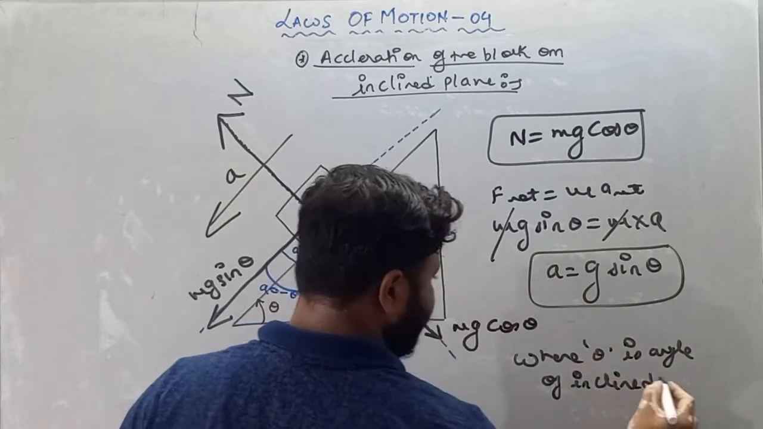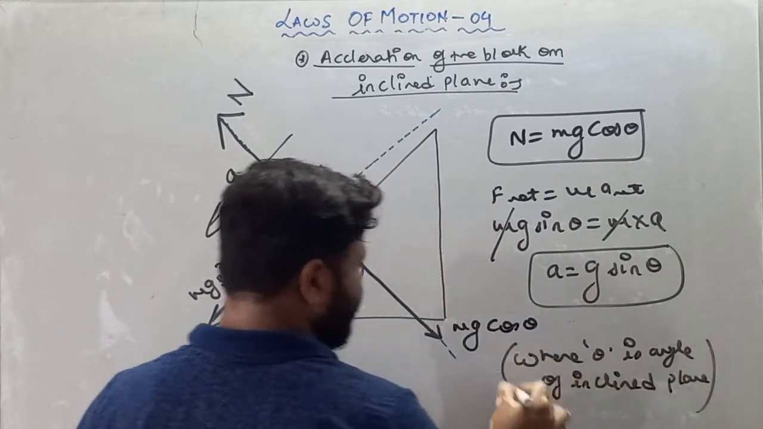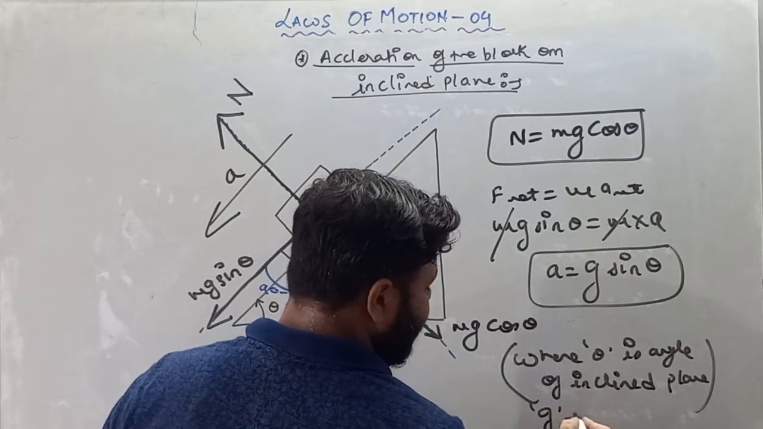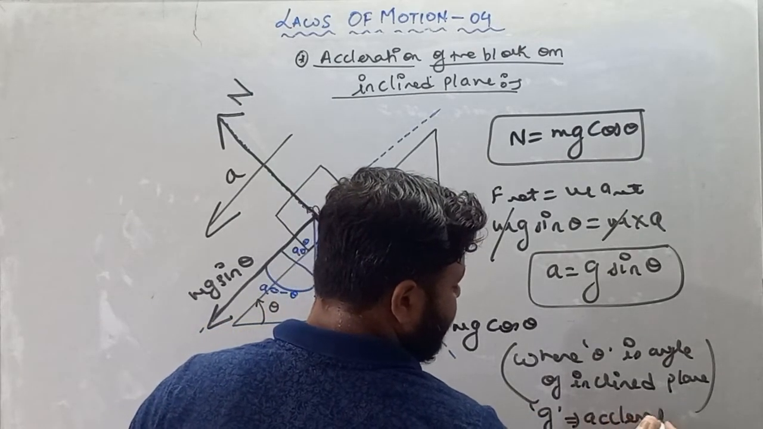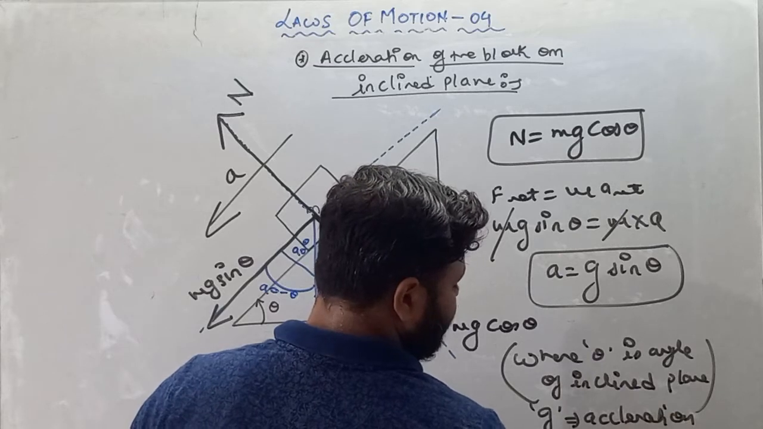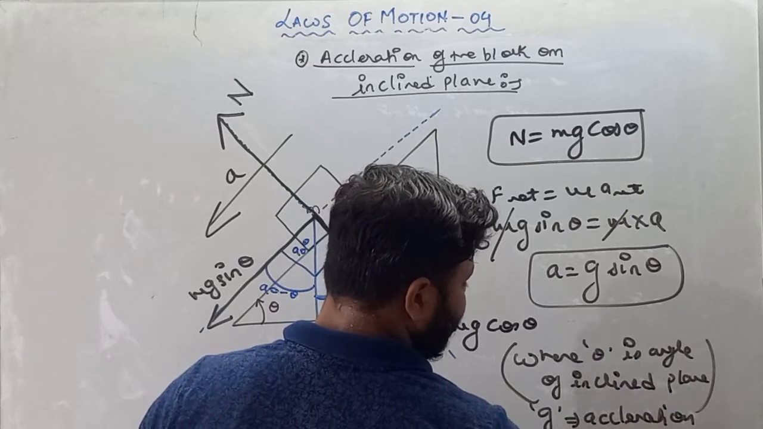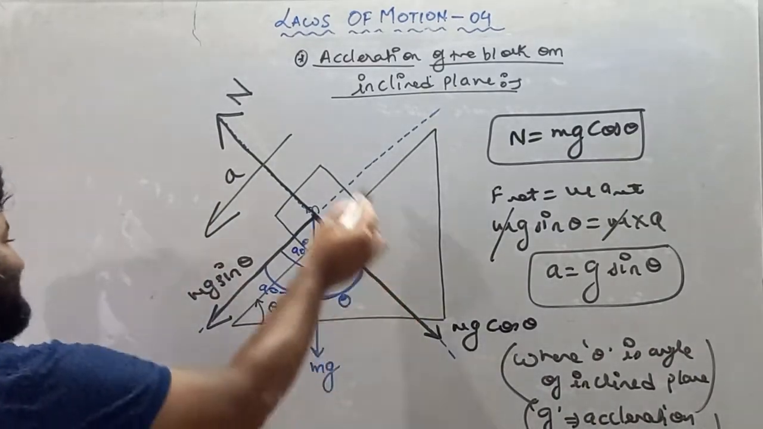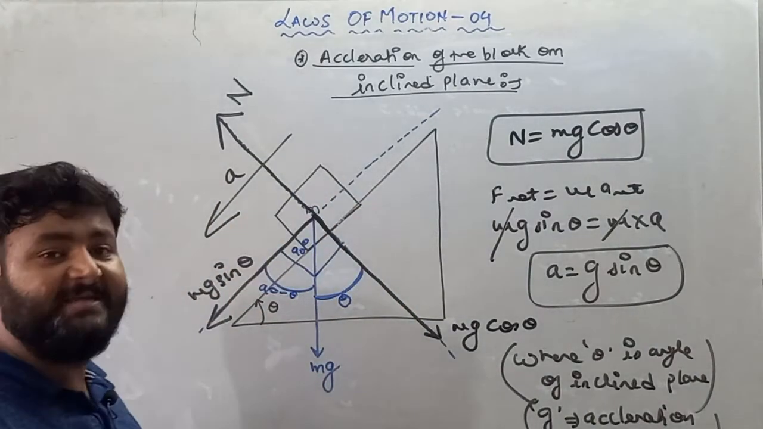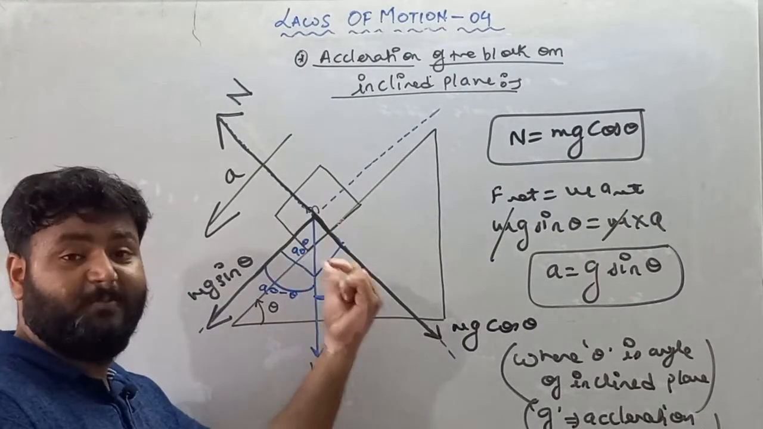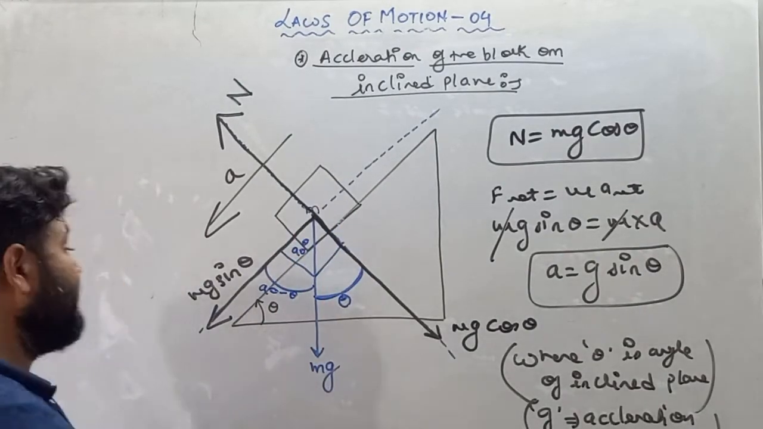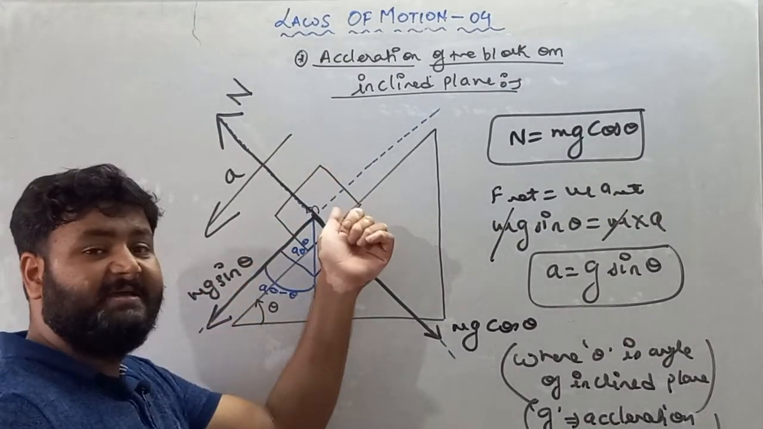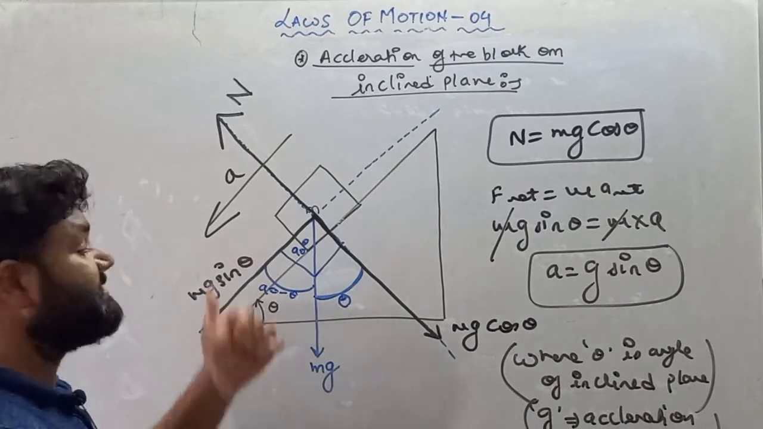The angle of inclined plane. You have to remember this thing. Theta is the angle of inclined plane and g is nothing but acceleration due to gravity. So see, in this inclined plane, what do we conclude? The motion of the block is due to its own weight, because the only force which is acting on this block is the component of weight, which is mg sin theta.